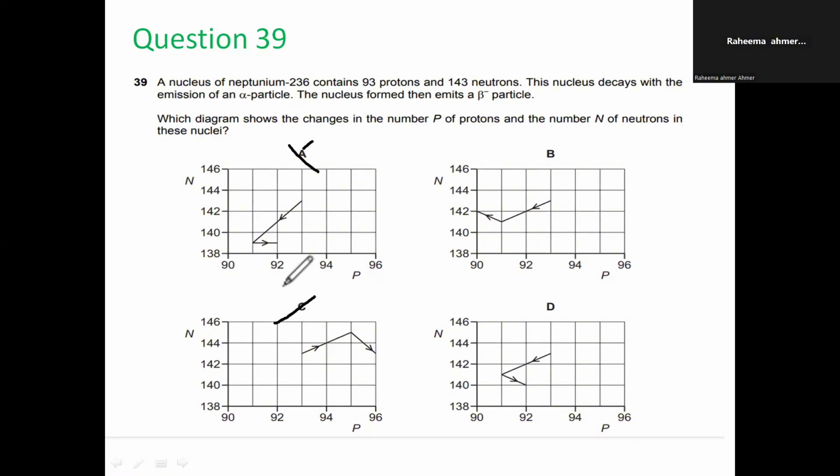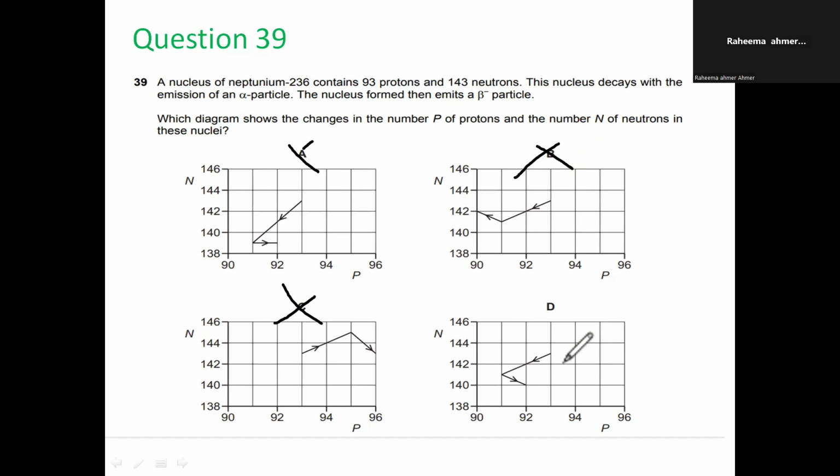Now for option B. For option B, they say that it decreases from 143 to 141. Okay, and then it increases. No, it won't increase. It would decrease. So option B is again wrong. Option D is the correct answer, but I will explain to you why.